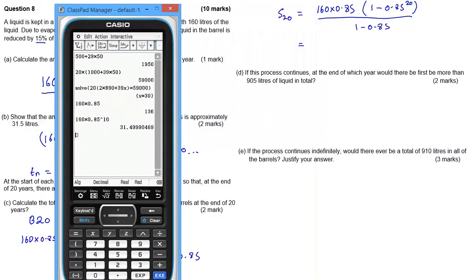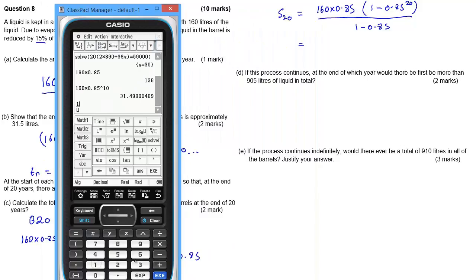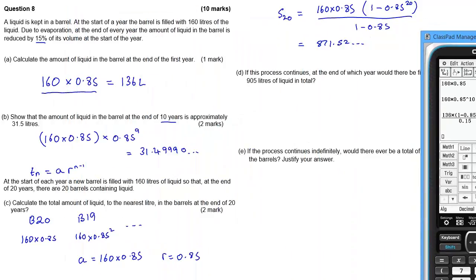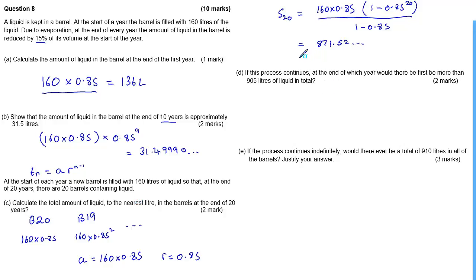So that's going to be 136 times 1 minus 0.85 to the power 20 all over 0.15, giving us 871.52 and so on. We wanted nearest litre, so that's approximately 872 litres.